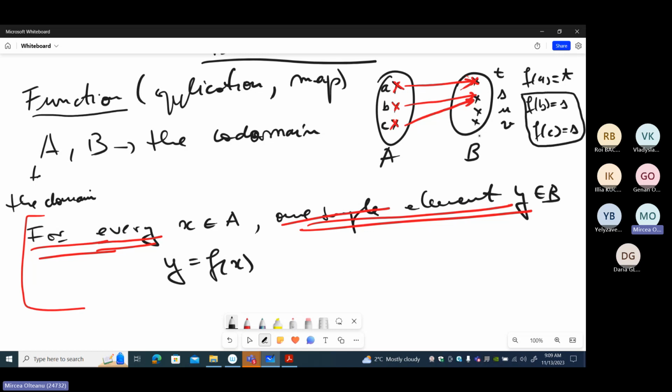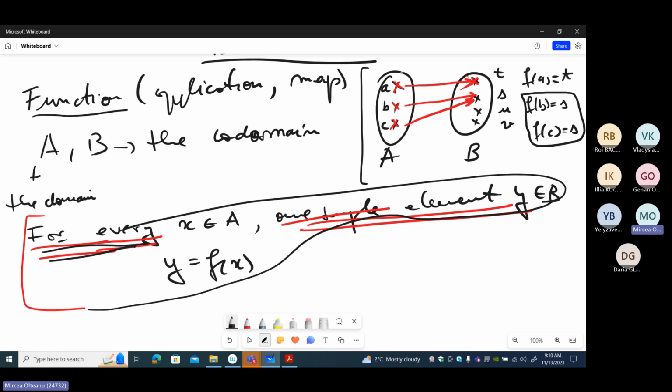Well, in my opinion, this is not a problem. I mean, this does not contradict the definition, because if we look here, does it satisfy that for every element we give one single element in B? I think yes. The definition is not contradicted if two different elements in A have the same image in B. This is possible. So this is a function.